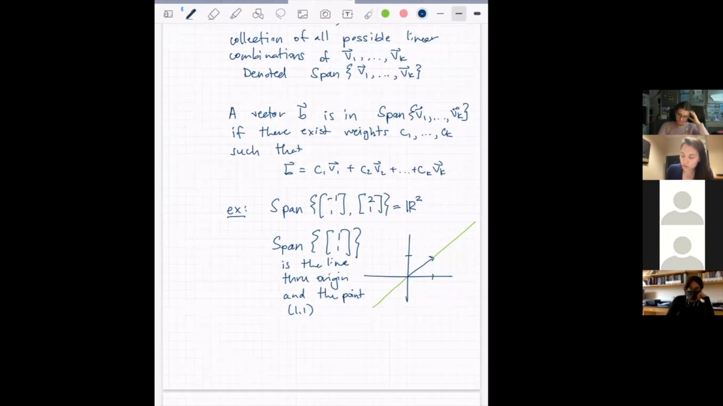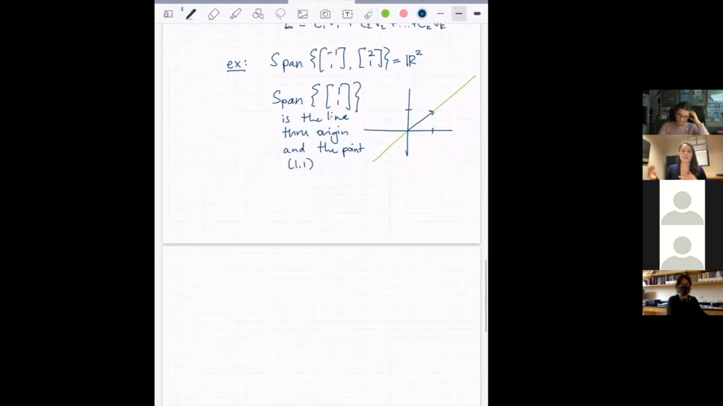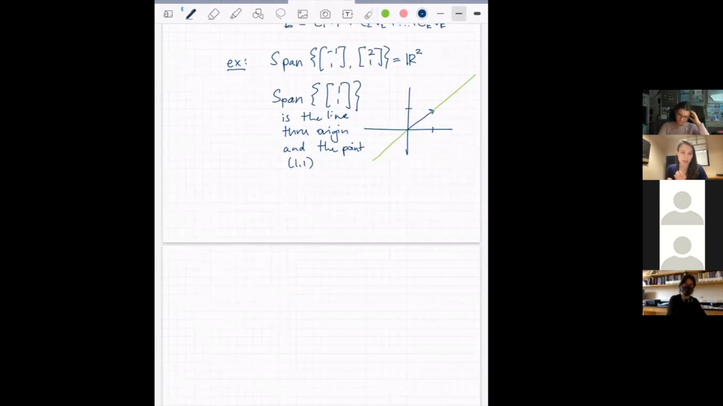So we could think about the different cases that you could have. For instance, if we have the span of just a single vector, and it doesn't matter what space it's in, just a single vector, n-dimensional, whatever, this will always be a line so long as your vector is not equal to 0. If it's equal to 0, then you get nothing. You just get that one point at the origin. But if your vector is non-zero, then the span is always a line, has to be.